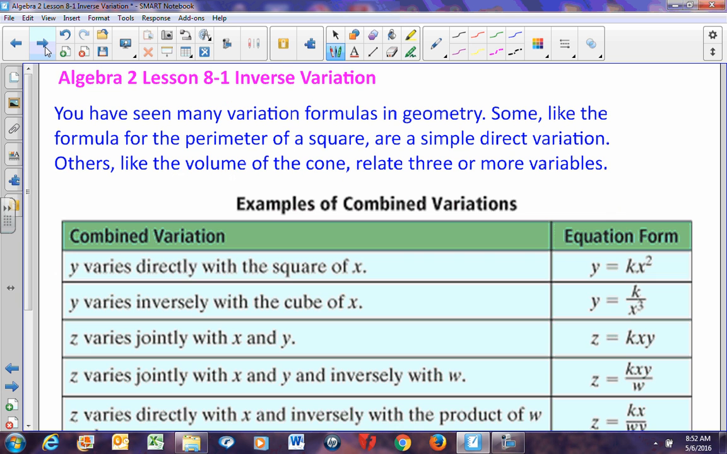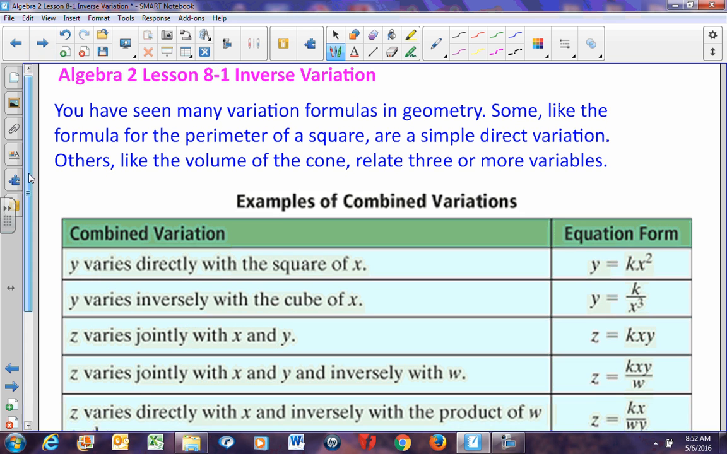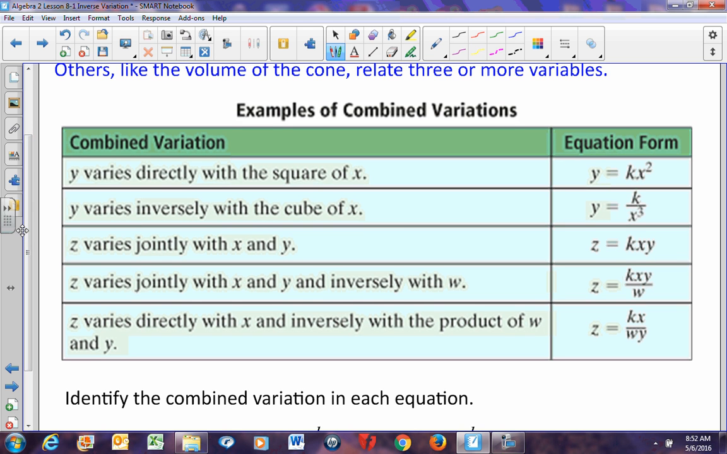All right, now let's take a look at some other types of variation. You've seen many variation formulas in geometry, like the formula for the perimeter of a square, and those are simple direct variation. Others, like the formula for a cone, relate 2 or 3 or more variables. These would be what we call combined variations. If y varies directly with the square of x, that would be y equals k times x squared, because it's a direct variation, so you're just going to multiply them together. Y varies inversely with the cube of x is going to be y equals k divided by x to the third, which would be the cube of x.